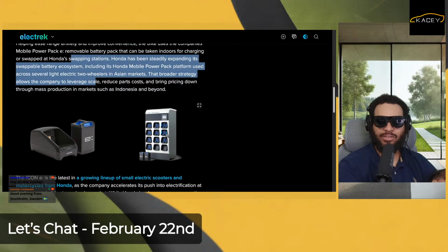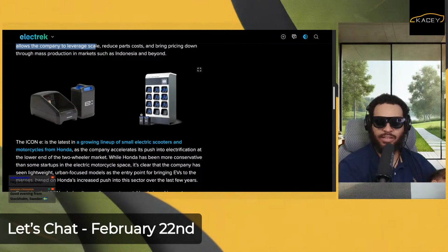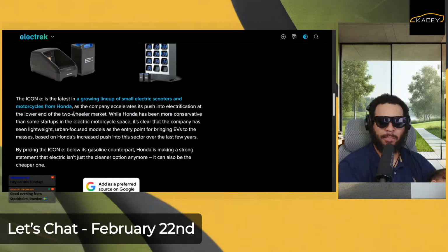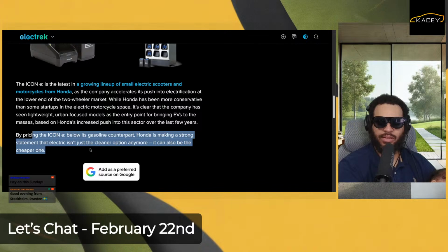And if you guys remember my constant praise for Gogoro, the Honda and Yamaha system is the same conceptually. Looks like their stations have fewer ports, though. And then this is your home charger. And I do believe you need two per moped. The Icon E is the latest in a growing lineup of electric small scooters from Honda. By pricing the Icon E below its gasoline counterpart, Honda is making a strong statement that electric isn't just the cleaner option anymore. It can be the cheaper one.